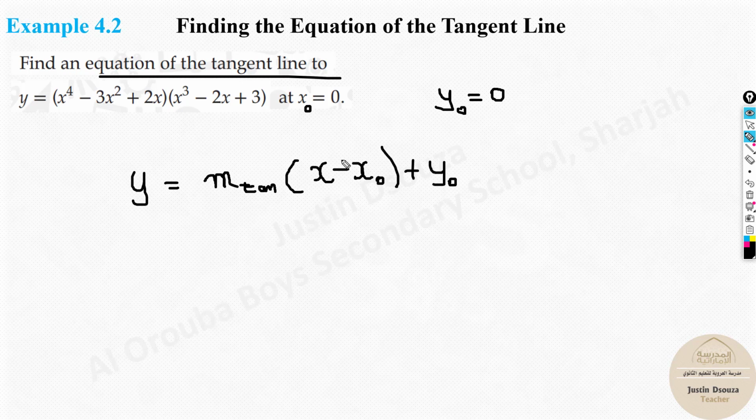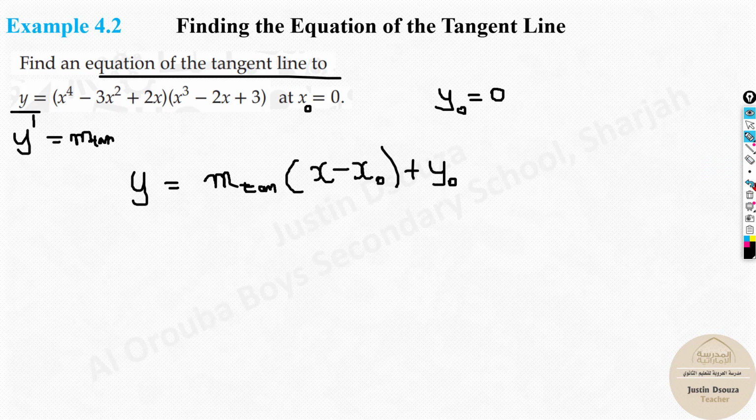So y naught is 0, x naught is given as 0, x and y will remain as it is. This m tangent is another important thing. What is that? Slope of the tangent line. Now you have the equation y, right? Derive this, y dash. This is the slope of the tangent line. Whenever you derive, it's the slope of the tangent line. So basically you have to derive this and substitute the x value as 0, whatever you get.